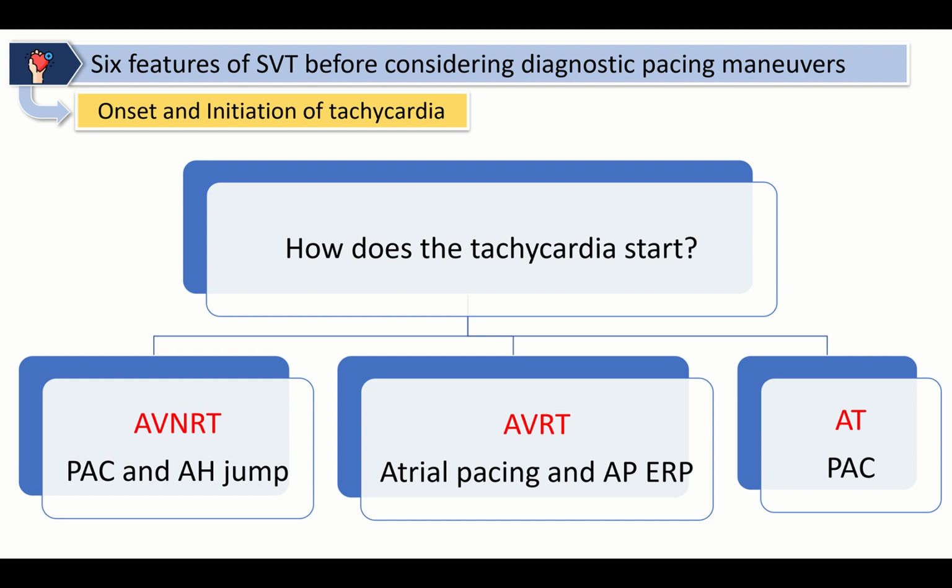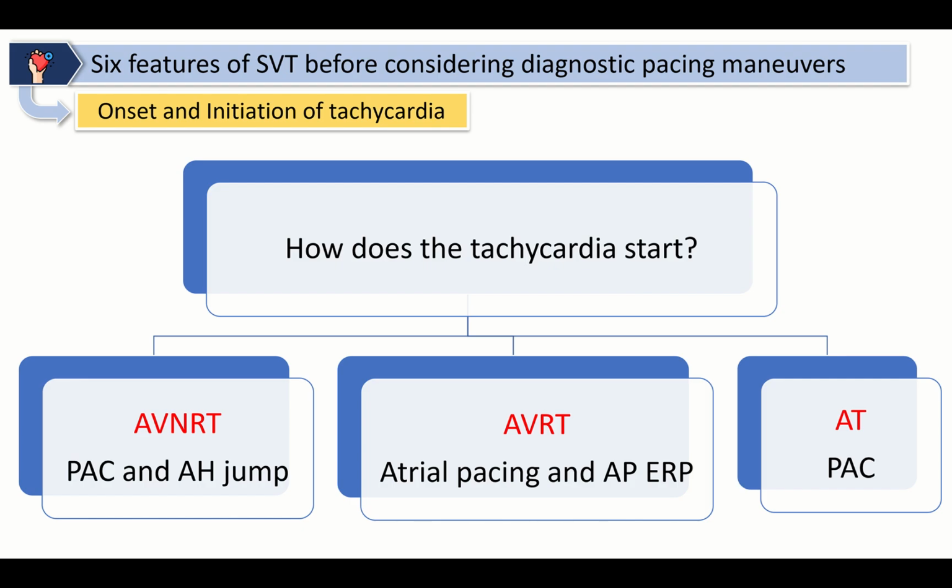Let's go to initiation of tachycardia. How does SVT start? In AVNRT, we know about dual AV nodal physiology: when we give a premature atrial complex, the fast pathway is in its refractory period, so it will jump from the fast pathway to the slow pathway, the AH jump, then initiation of tachycardia. In accessory pathway tachycardia, atrial pacing leads to the accessory pathway reaching its refractory period, loss of pre-excitation, and initiation of AVRT, antegrade through the AV node, retrograde through the accessory pathway.